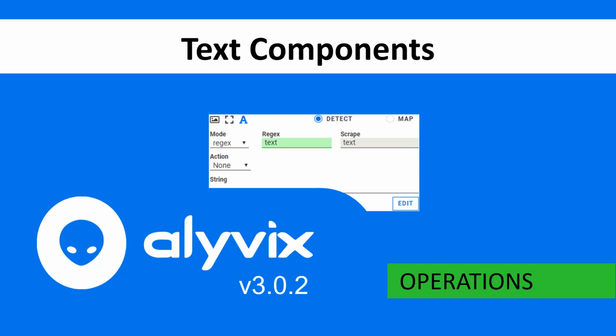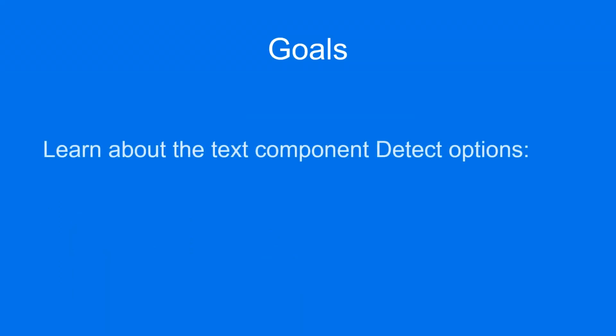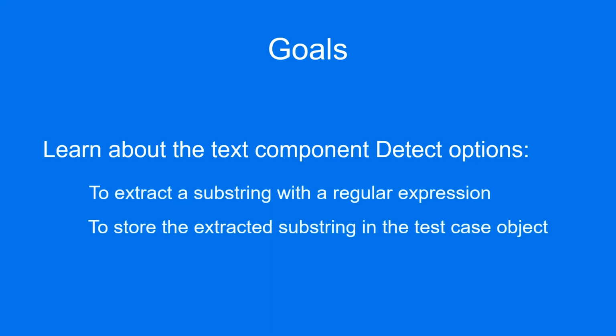Welcome to Alyvix. This is an operations tutorial dealing with text components, specifically with extracting text scraped from the screen and based on a regular expression. In this tutorial, we'll see how the text component detect options work with a regular expression that you provide to read text from one part of the user interface and then insert it later whenever needed.